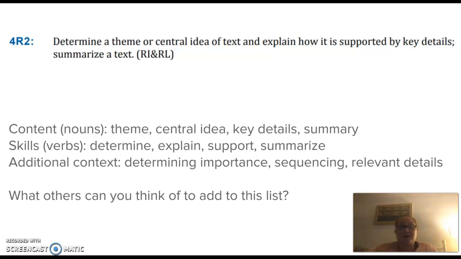I don't know. Maybe there are others that you can think of to add to this list, but that's kind of the process. The content, the skills, and then additional context. So like I said, that should look familiar.